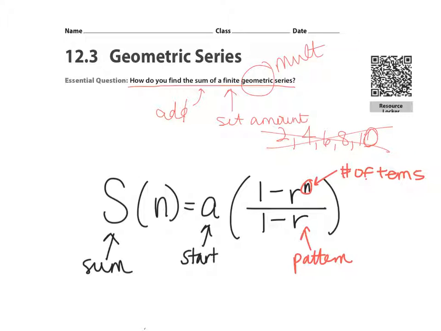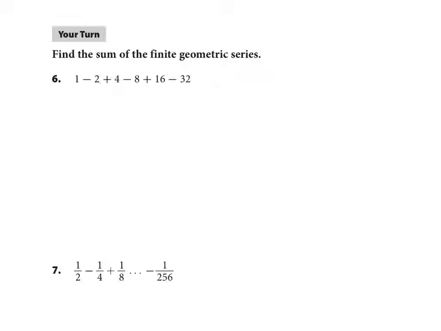All right, let's look at an example. We're going to do two examples. So remember, there are three things that we need to know every single time. We need to know A, we need to know r, and we need to know n. So remember, A is our starting value. So if we look here, our starting value is 1.